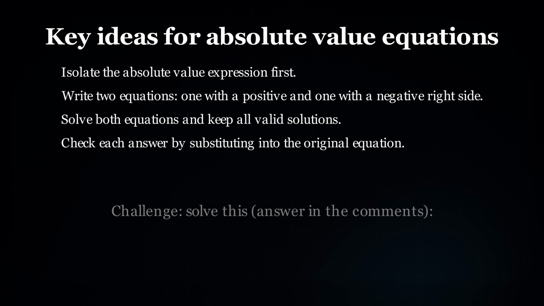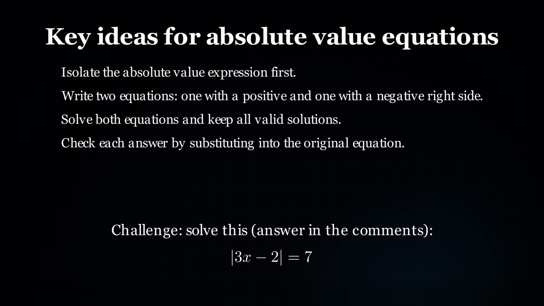Now it's your turn. On the screen you see the absolute value of 3x minus 2 equals 7. Pause the video, solve both cases, and write your solutions in the comments.